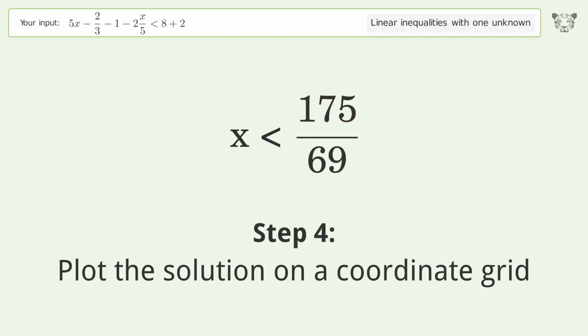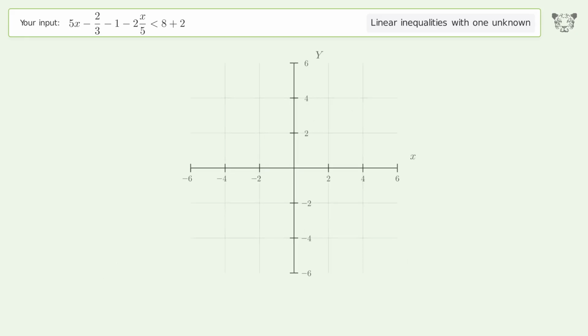Plot the solution on a coordinate grid. And so the final result is x smaller than 175 over 69 smaller than 237 over 69.